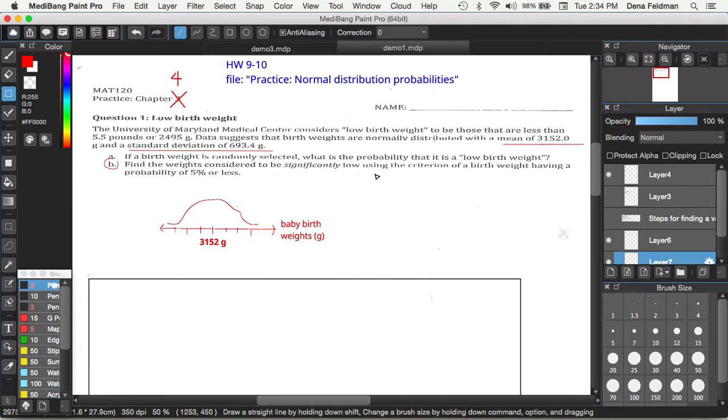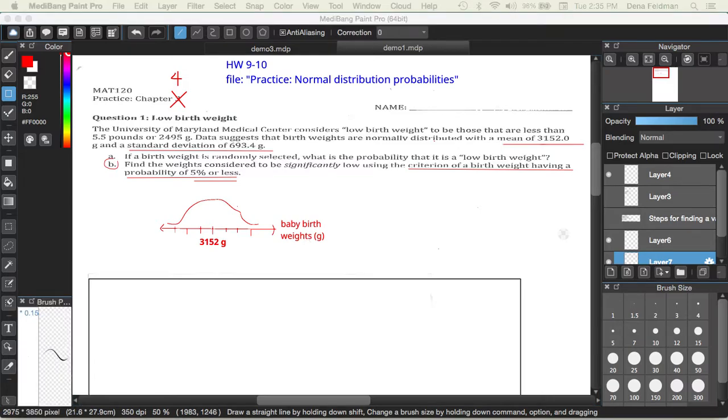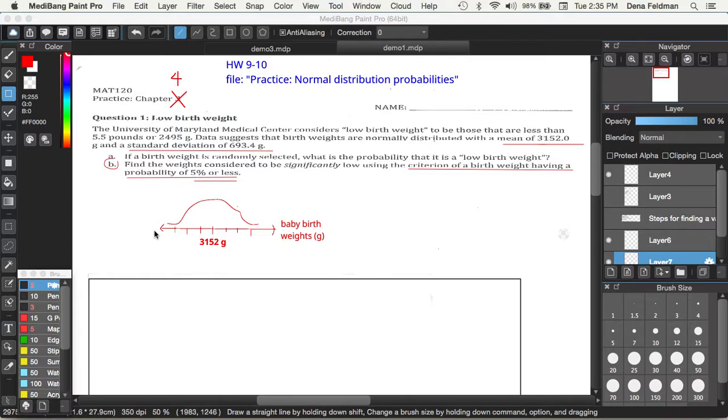Now part B asks the question, find the weights that are considered to be significantly low, whatever significantly low means. Oh, and here they say, using the criteria of a birth weight that is significantly low is a birth weight that has a 5% chance or less of happening. 5% chance or less that if we picked a baby at random, that the baby would have that low of a birth weight. And because we're told that we're interested in the 5% of the babies with the lowest birth weights, this question is different than before.